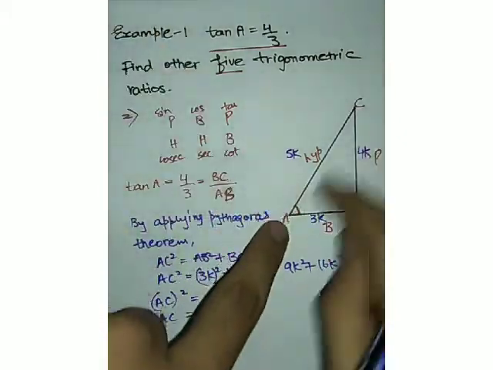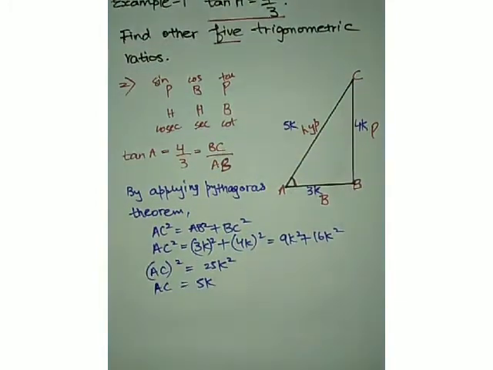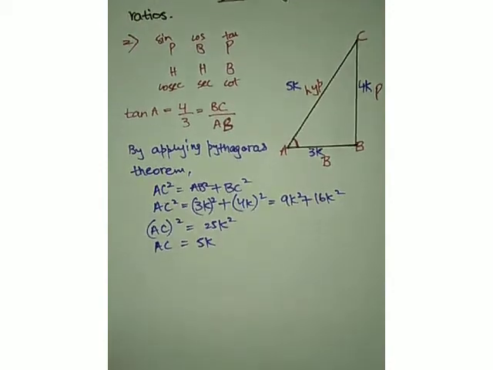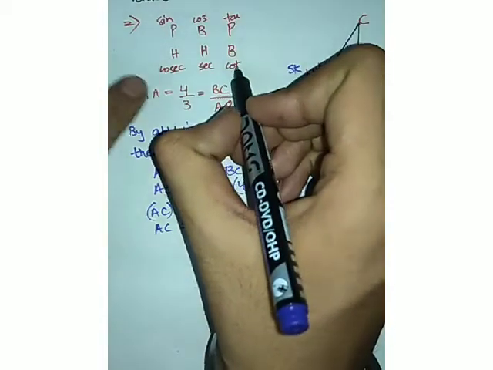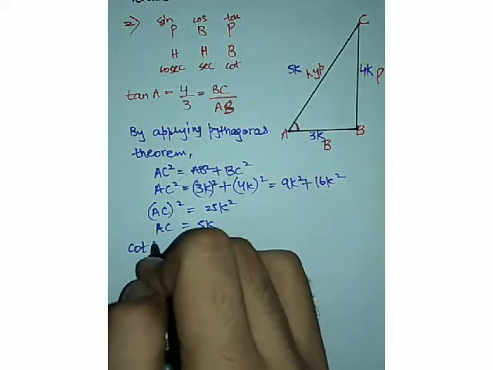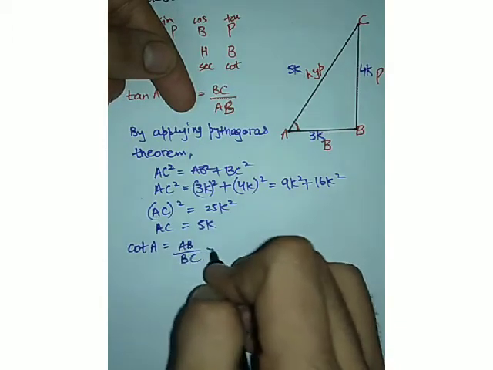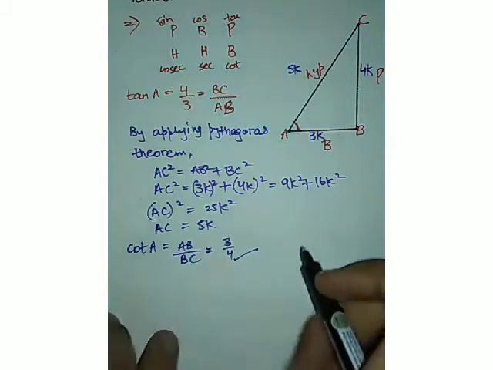So now you have AC, you have BC, you have AB. You can easily find all other 5 trigonometric ratios. So what are the other 5 trigonometric ratios equal to? Now here tan was given. You know that tan is the reciprocal of cot. So you can simply write cot A is equal to AB upon BC, which is simply equal to 3 upon 4. You have found the value of cot already.